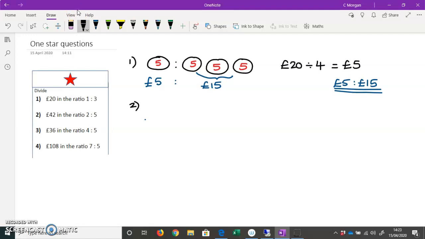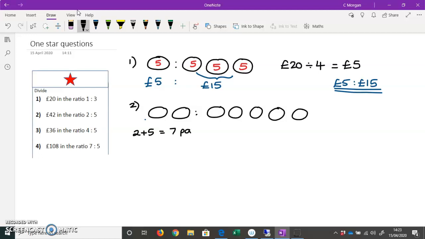Number 2, I've got to share it in the ratio 2 parts and 5 parts. Now this time I can see that I've got 7 parts in total because 2 plus 5 is 7 parts. Well, I know that that is £42 in total. And if I want to find out what just one of those parts are, I'm going to do £42 divided into 7 pieces, which is going to give me £6.